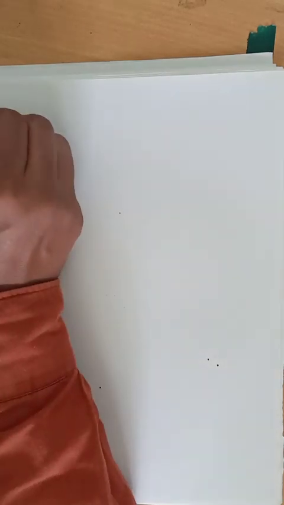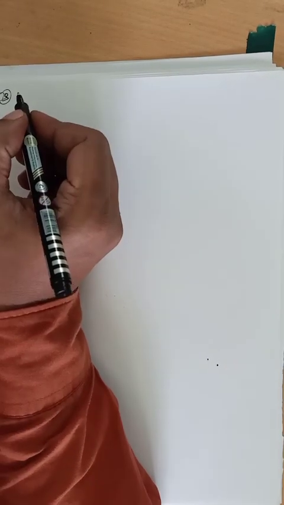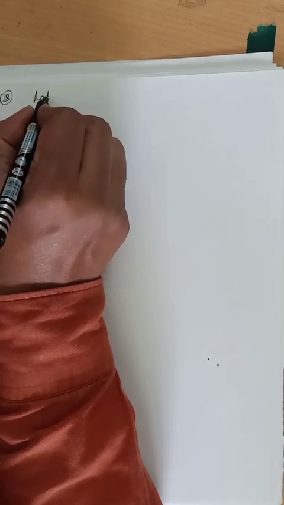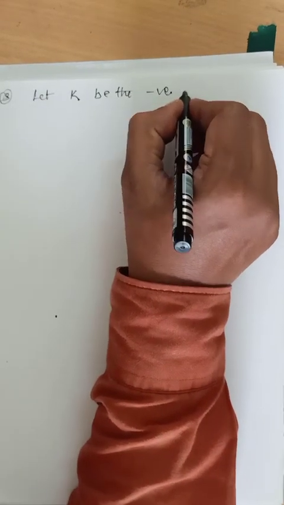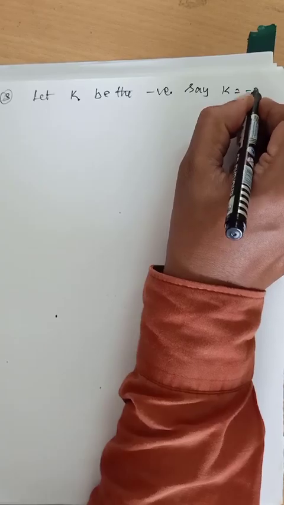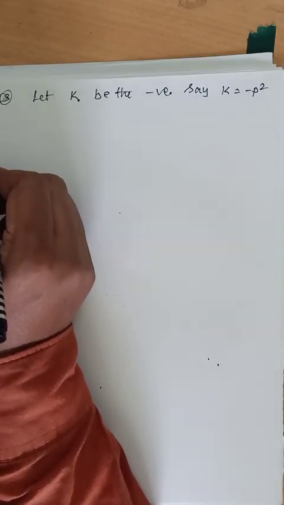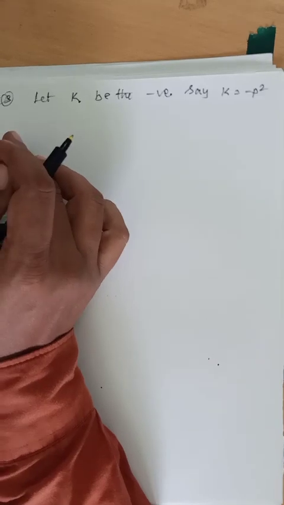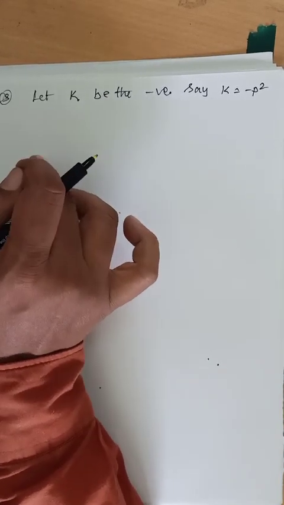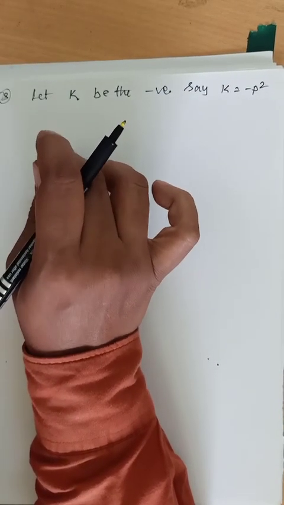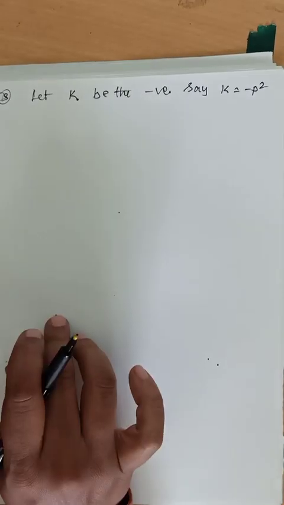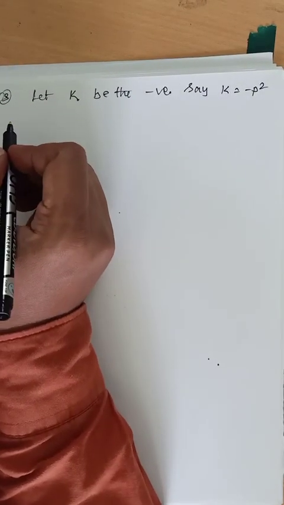So next, case 3. Let k be negative, say k is equal to minus p square. See, in these derivations we always consider case 1, case 2, case 3 like this, and we also adopt the method of separation of variables. That is why this is very important from the examination point of view.